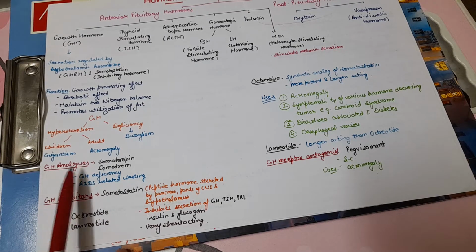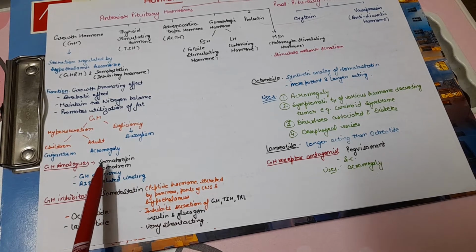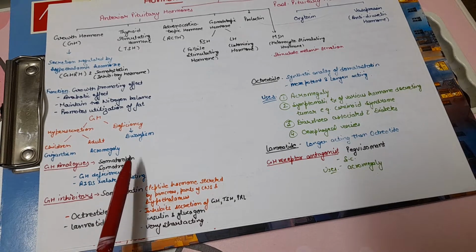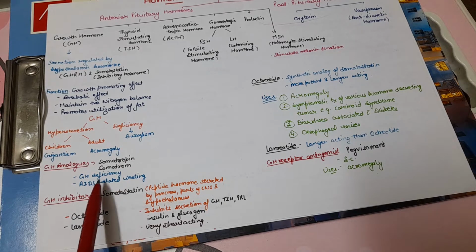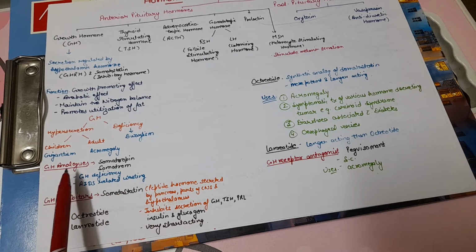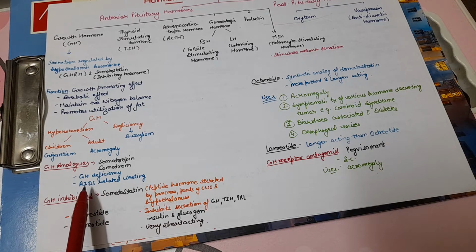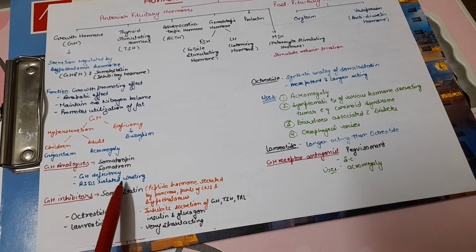Next are growth hormone analogues. Only two growth hormone analogues are available: one is somatropin and the other is somatrem. These analogues are used when there is growth hormone deficiency. Stature can be almost normal if these growth hormone analogues are started early. Another use is AIDS related wasting, as growth hormone has an anabolic effect on muscles.